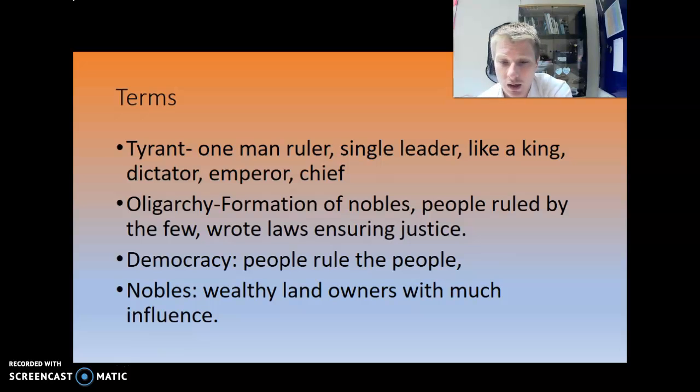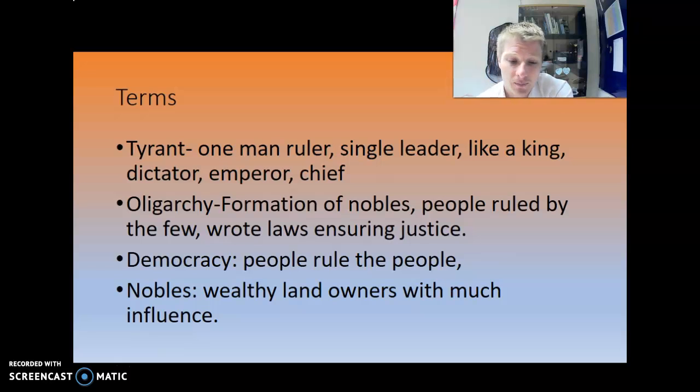Democracy, right? It's a government of the people, ruled by the people, ruling the people. People rule the people. If you don't like it, you vote them out. Nobles were wealthy landowners with a lot of influence.